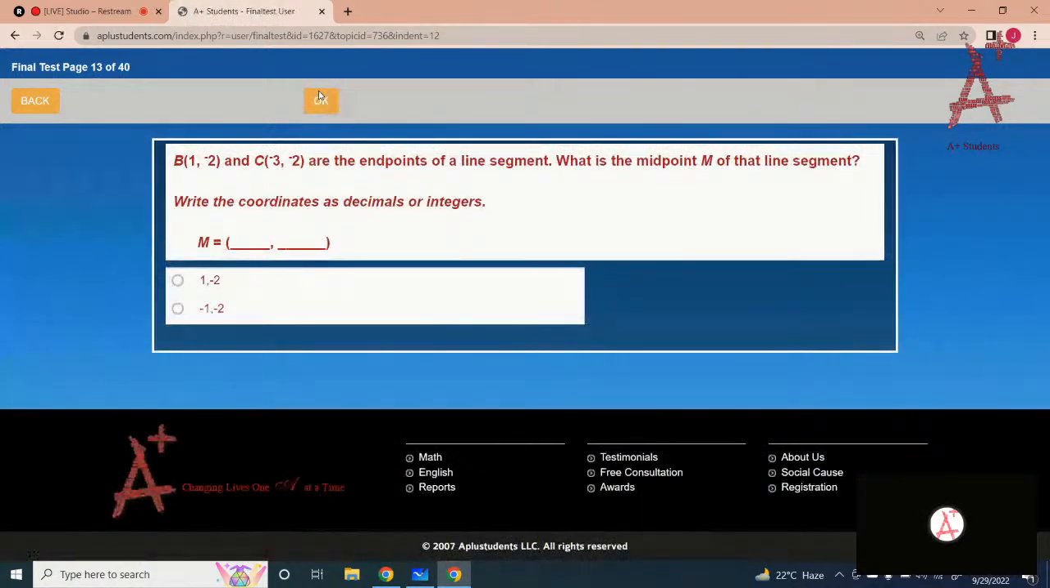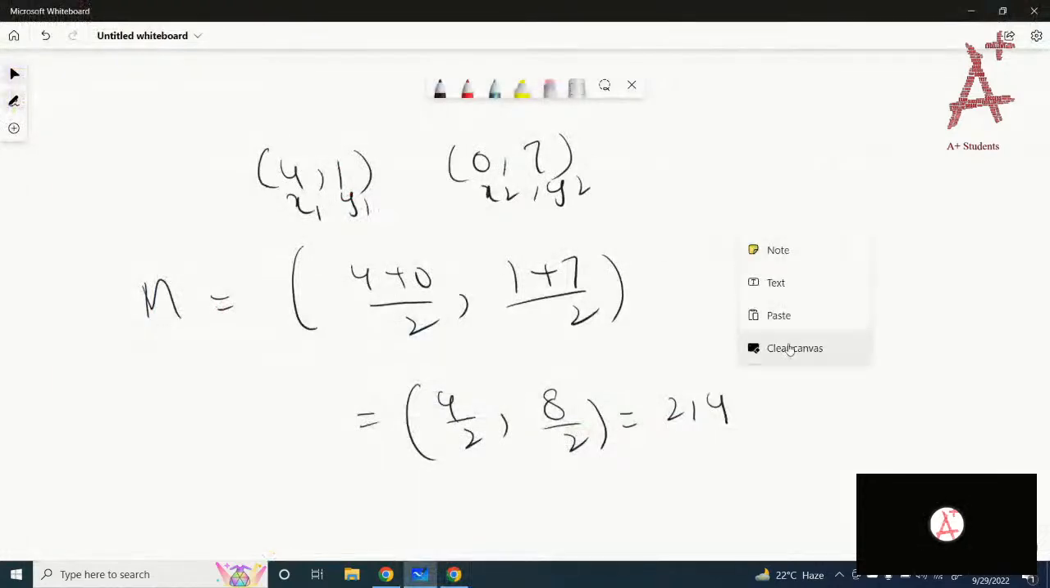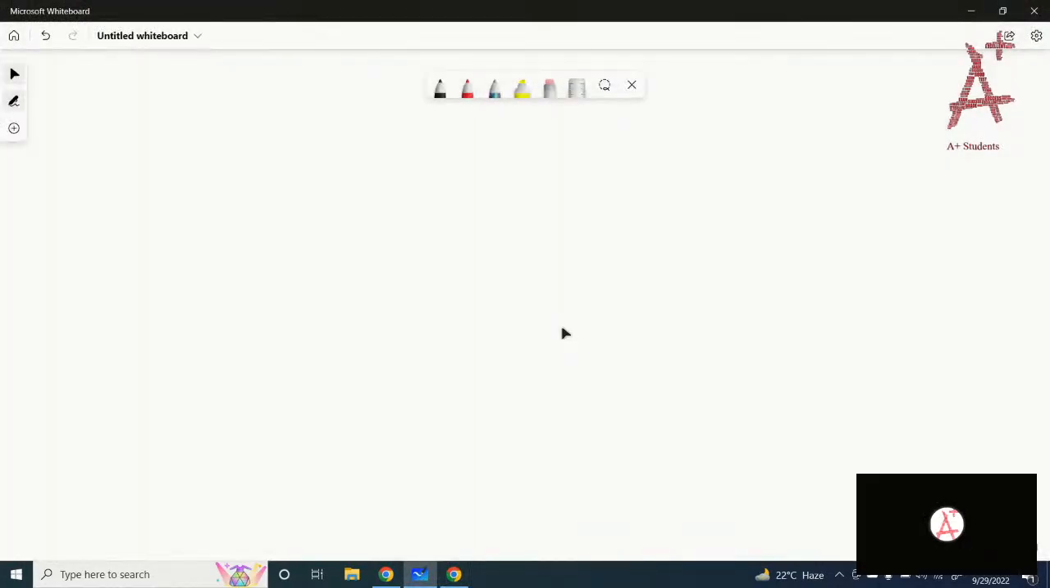Okay. B is (1, -2), and C is (-3, -2), the endpoints of the line segment. What is the midpoint of the line segment? So you have to find the midpoint. So just add their x components. B is (1, -2) and the other point is (-3, -2). So you have to find the midpoint. So just add their x components and y components and divide them by 2.